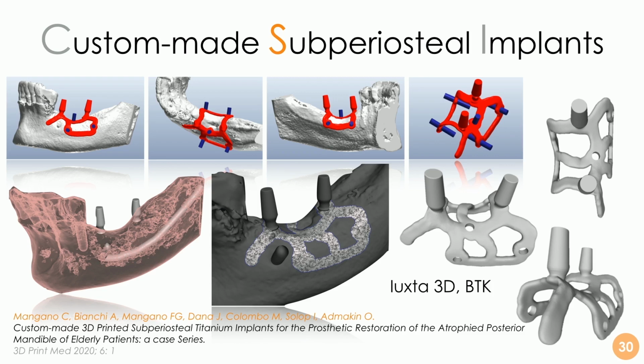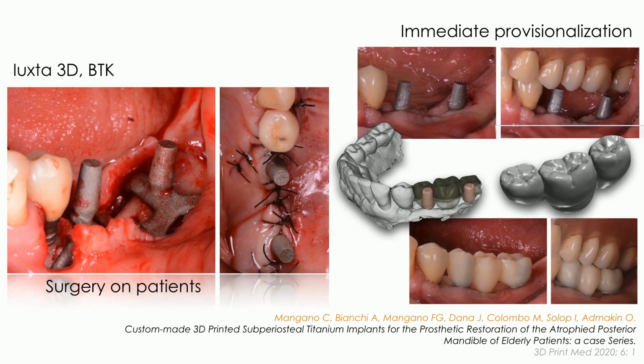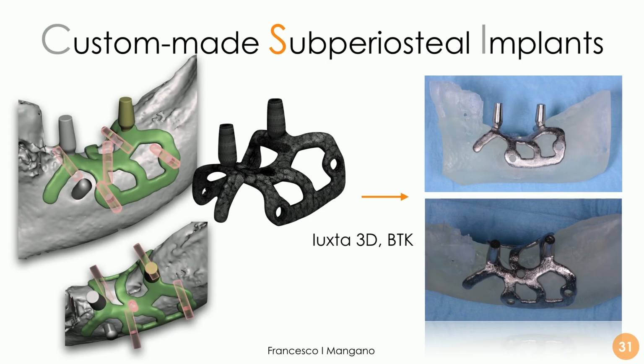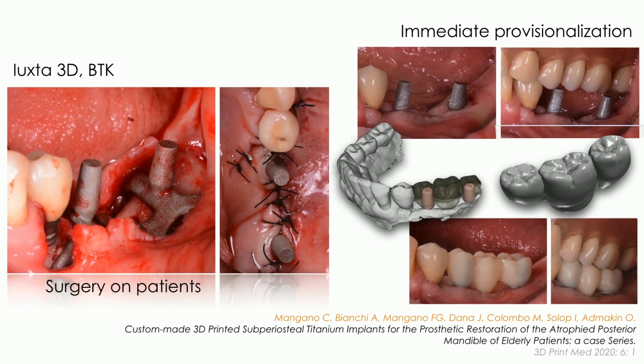These implants are called Juxta 3D, they come from BTK, an Italian company. And this is the aspect of the subperiosteal implants. As we can see with the integral abutment, these implants are printed in titanium before being delivered to the clinician for use in surgery. They are checked scrupulously and carefully on a 3D printed model of the bone, once again coming from a segmentation from cone beam computed tomography. And then the surgery is quite fast.